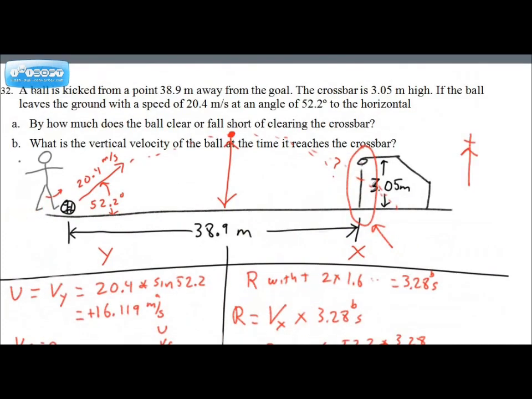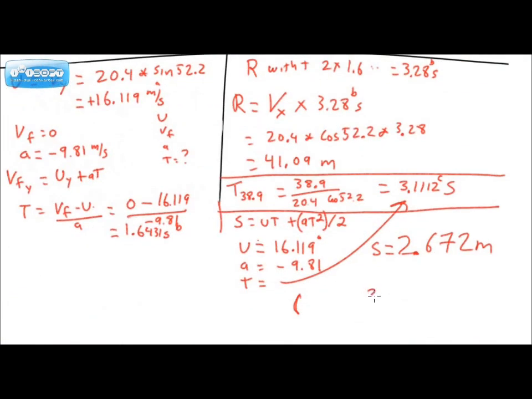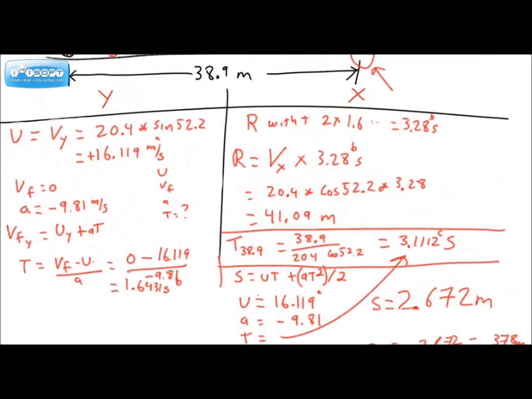So if we go back up here and look, it's at 2.67 meters off the ground. How much does the ball clear or fall short of clearing the crossbar? Well, to answer that one, we will be doing 3.05 minus 2.672, which means it clears it by 0.378 meters.